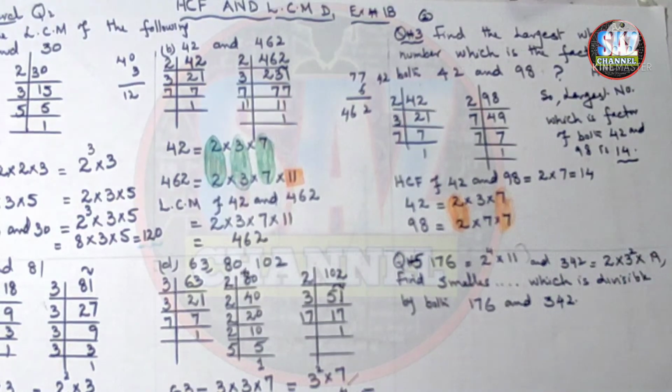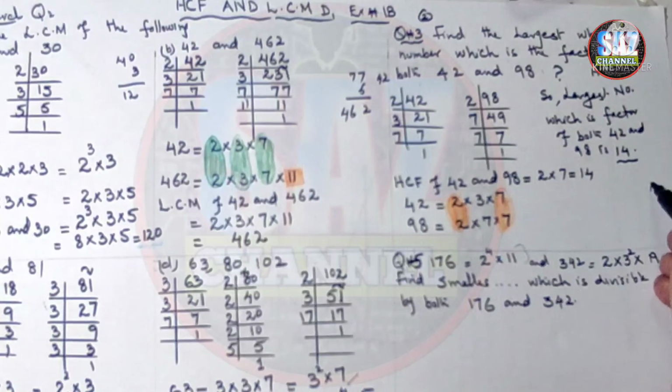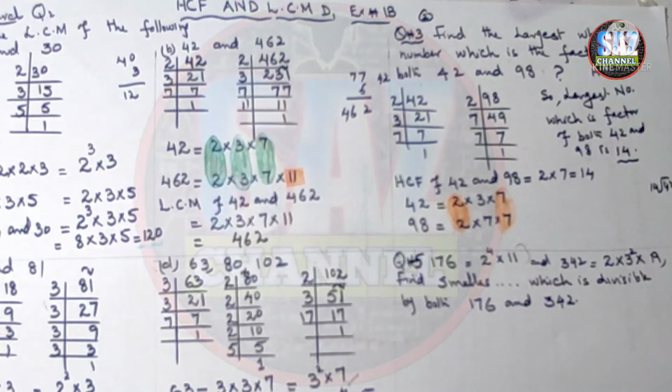Factors are the numbers that, when we multiply them together, give us the number back, or when we divide that number by the factor, the remainder is 0. When we divide 42 by 14, how many times is 14 in 42? 3, and the remainder is 0.